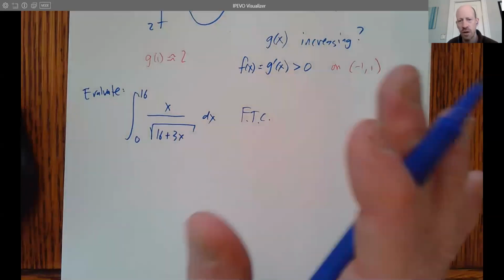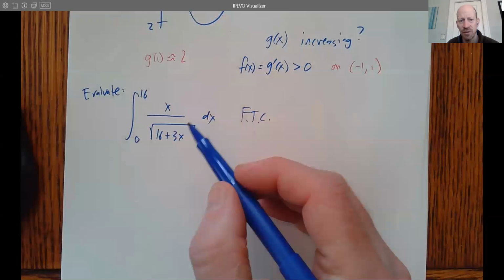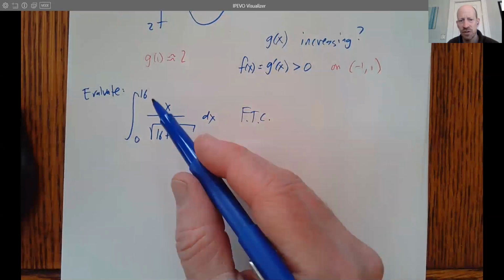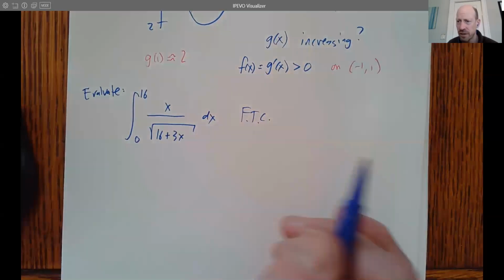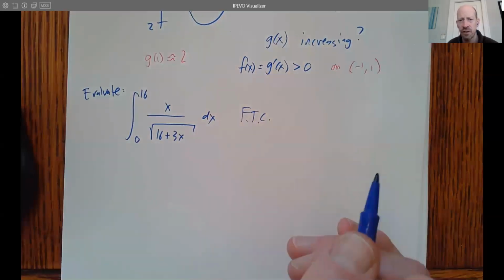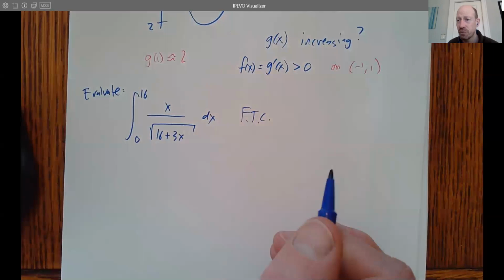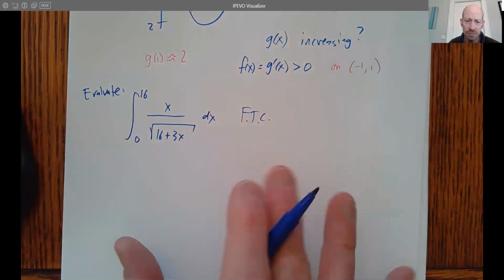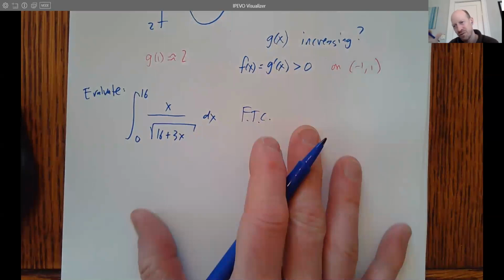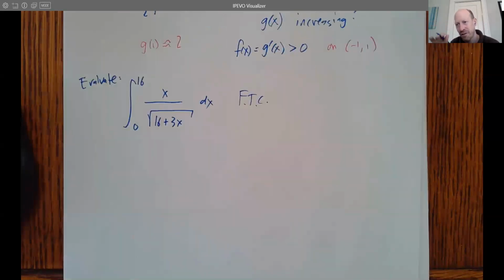So this function is continuous from 0 to 16. There's no issue that makes the bottom 0. So we're all good. And you don't normally have to check that. You can move right to the fundamental theorem of calculus, which means finding an antiderivative. You wouldn't have to go through all that flow chart. You would just jump right to the fundamental theorem of calculus.